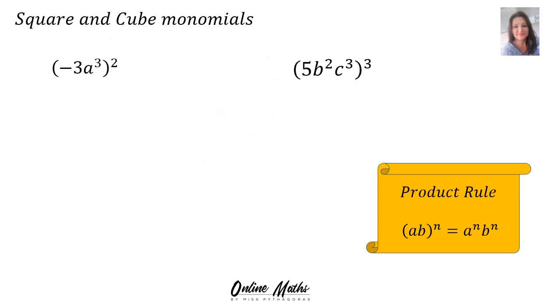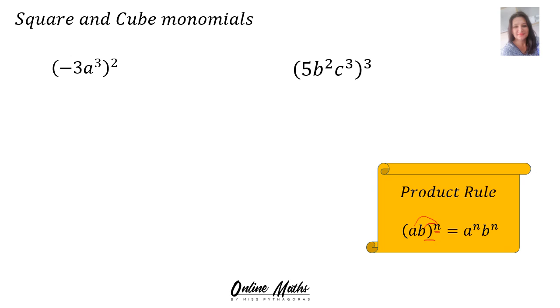Now, when it comes to squaring and cubing monomials, there's this product rule that I want to remind you of. When you have (ab) inside a bracket raised to the power of n, you give the power of n to both terms inside the bracket. And remember, if there's a number there, you will also raise it to the power of n, since a bracket means multiplication.